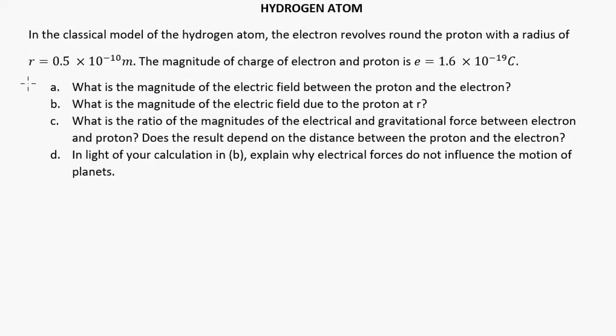The first one says, in the classical model of the hydrogen atom, the electron revolves around the proton with a radius of r equal to 0.5 times 10 to the power of minus 10 m, and the magnitude of the charge of the electron and proton is equal to 1.6 times 10 to the power of minus 19 C. That's Coulomb. The first thing we are asked is, what is the magnitude of the electric force between the proton and electron?